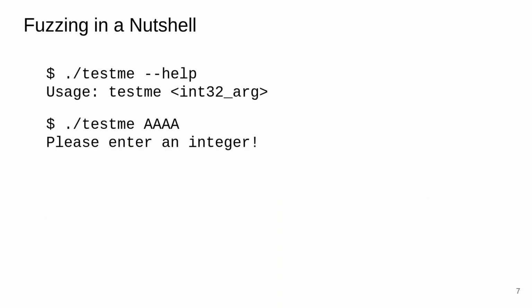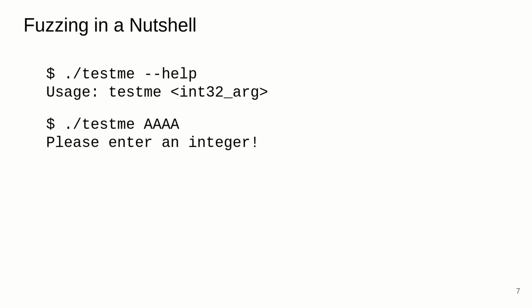We've got this target program here. Let's call it testme. And we want to figure out if there's any vulnerabilities in there through fuzzing. We can run testme and run a simple test by providing, for example, help. And then it tells us testme, give me a 32-bit integer argument. Then we run it again, testme AAAAA, and it tells us please enter an integer. Okay, so far so good. We've run 2 test inputs now.